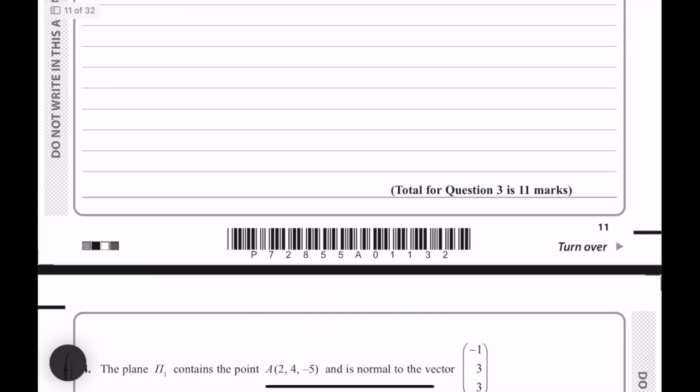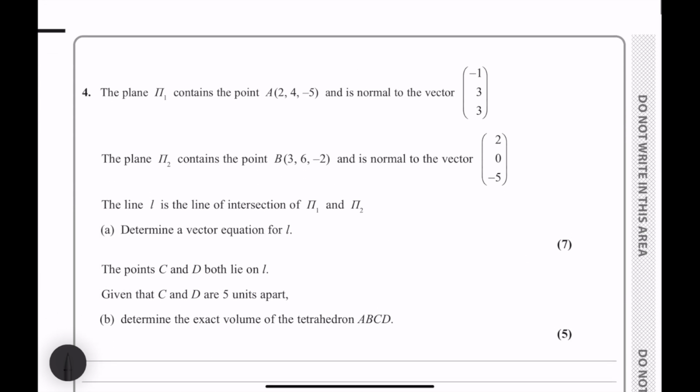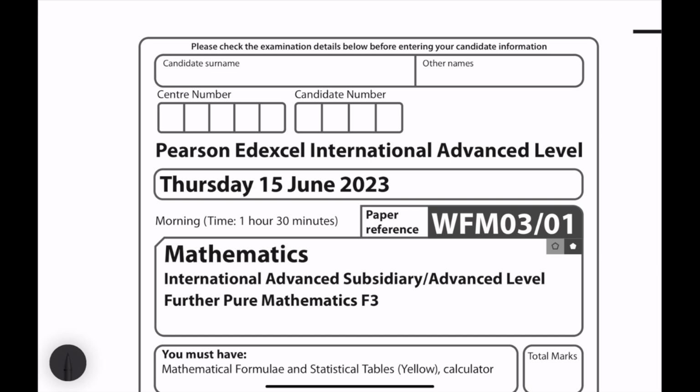Moving on to question 4. Okay, the plane pi1 contains this point here and this vector. Pi2 contains this point and this vector. The line L is the line of intersection of the two planes. Determine a vector equation for L. Okay, this is a fairly standard sort of question. The intersection of pi1 and pi2 means this line is in both planes.